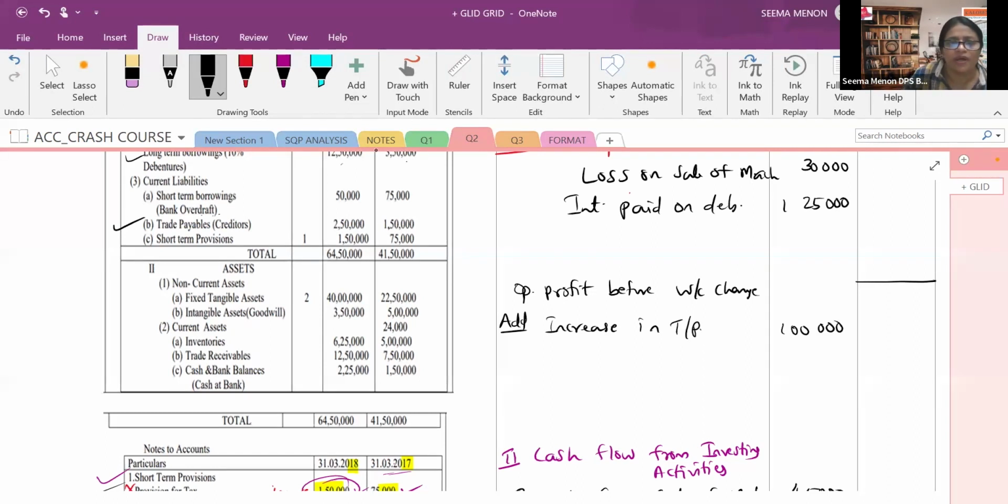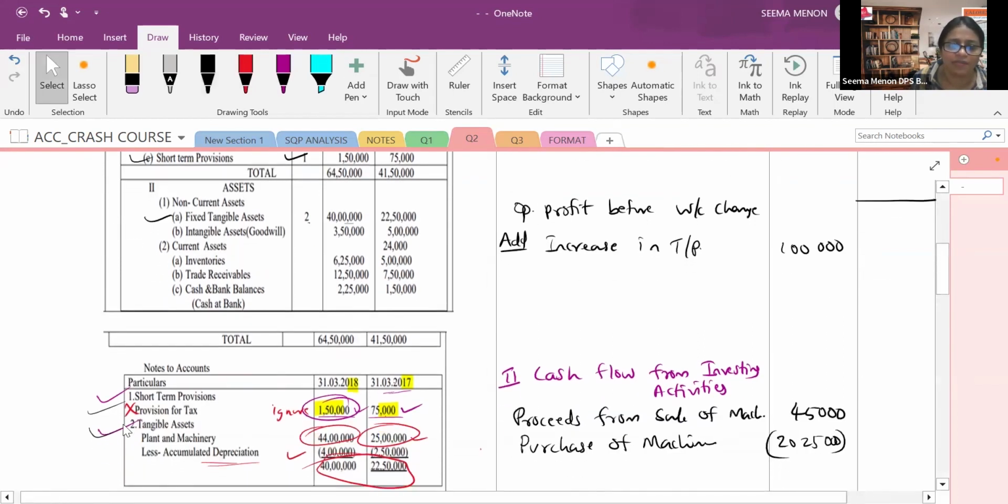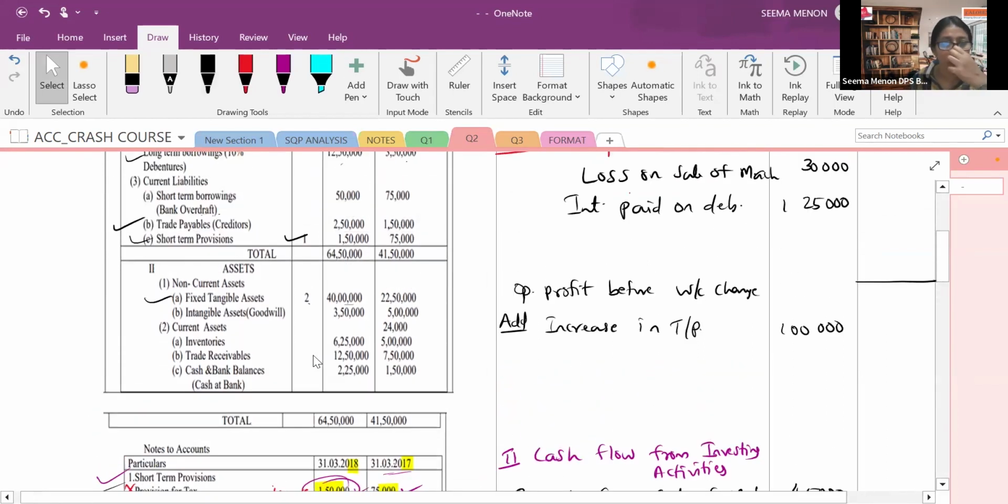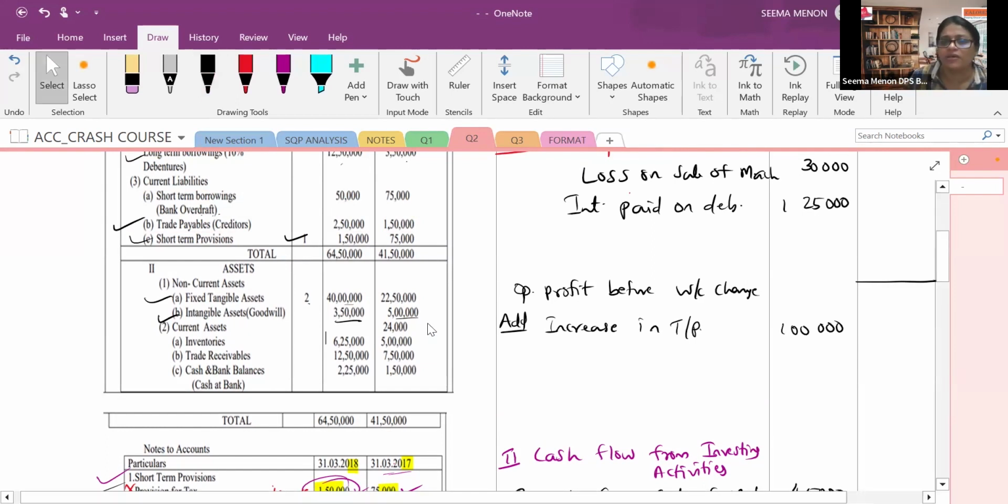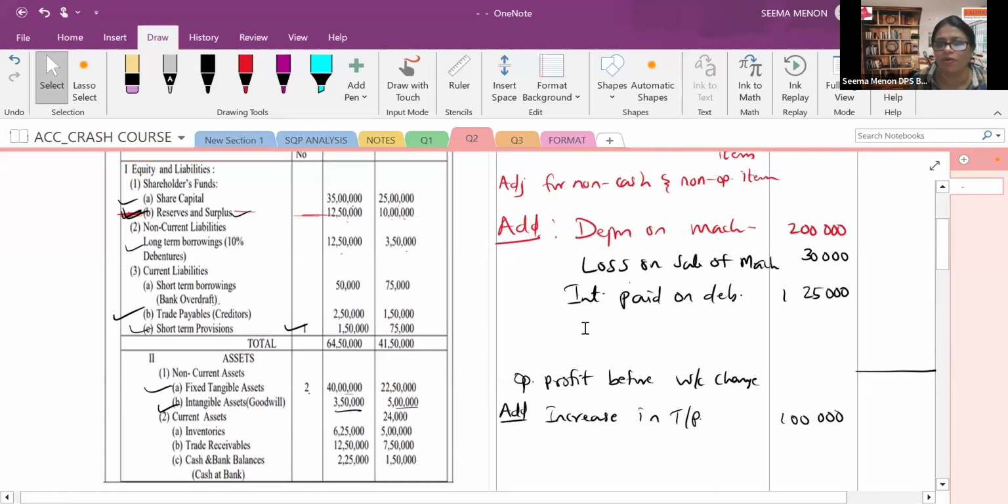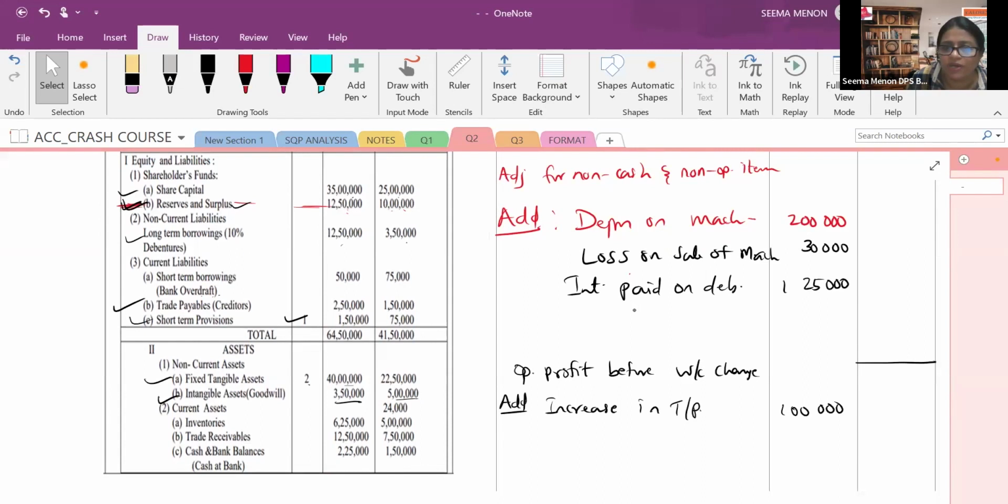Then comes short-term provision. Already note number 1 we discussed. Now we are moving ahead. That is fixed tangible asset. Note number 2 we already discussed, because that was in the fixed tangible assets, the plant and machinery account, accumulated depreciation, all that we discussed. Now we are moving into intangible asset. At the start it was 5 lakh. At the end it is 3,50,000. The intangible asset in the bracket is goodwill. It means goodwill written off. Goodwill written off will always be shown in cash flow from operating activity. So here I will write goodwill written off. How much is it? 5 lakh minus 3,50,000, that is 1,50,000. We have to add. That also we have done.